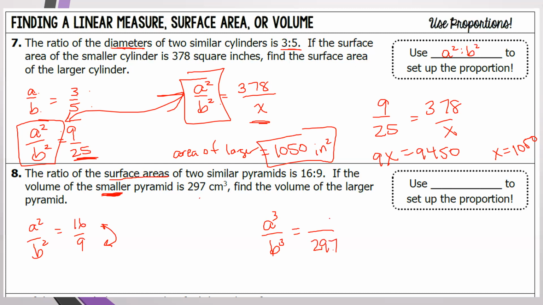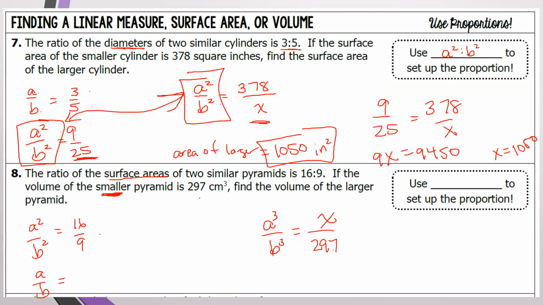Find the volume of the larger pyramid. I don't know it, I'm going to call it X. Okay, so just like I've been saying, surface area and volume can't talk to each other. So the 16 over 9 is not going to help me with the X over 297. But what I am going to find is my A over B.